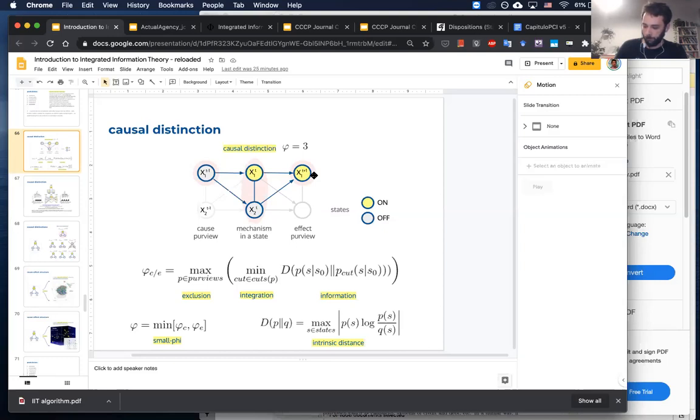In 4.0, it's kind of technical, but the effect purview is not a distribution, it becomes a certain state. It's as if the mechanism chooses a certain state for the purview. So it's not only that I know over which units I have effects, but also which state I am betting the purview is. And this is due to this intrinsic distance.